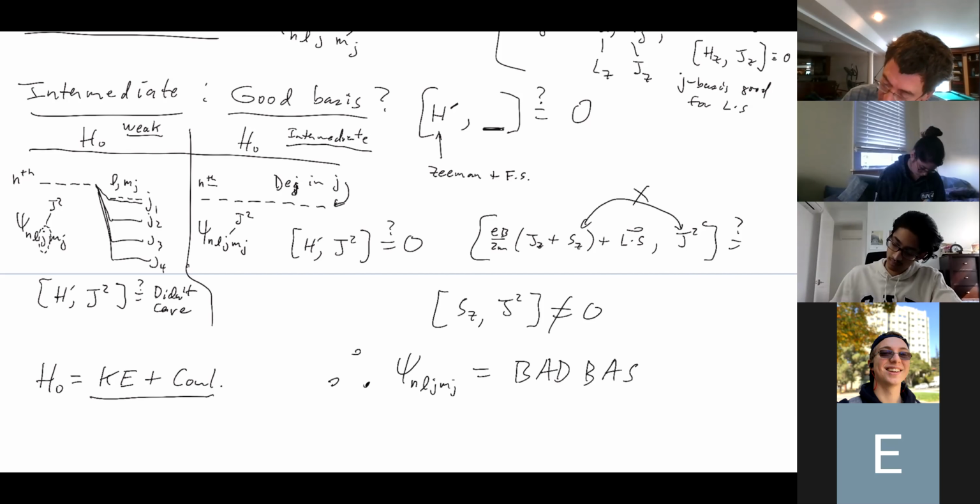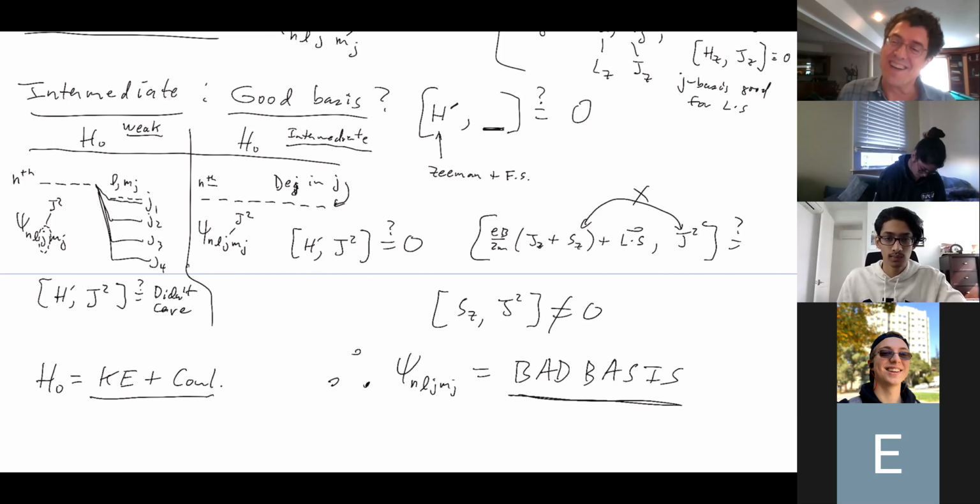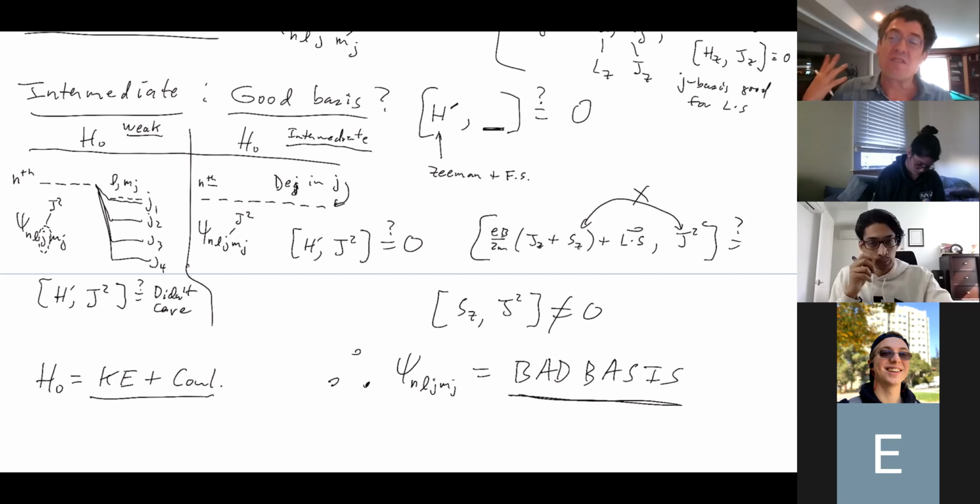Bad basis. Okay, and so that means that you're screwed. You're screwed because you only know two bases: your n, l, m_l, m_s basis and your J basis, and neither of them works in the intermediate case.